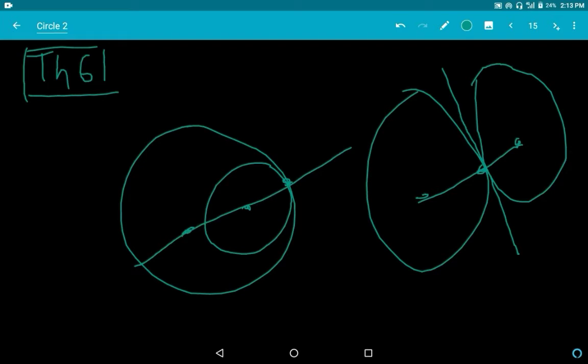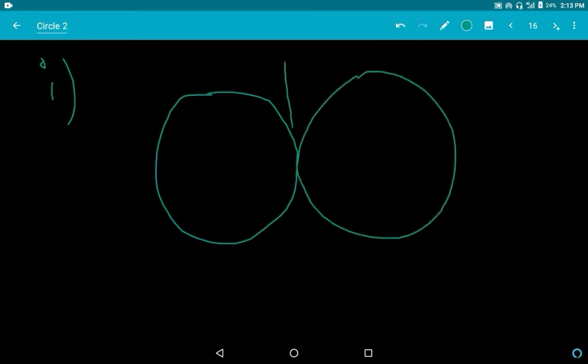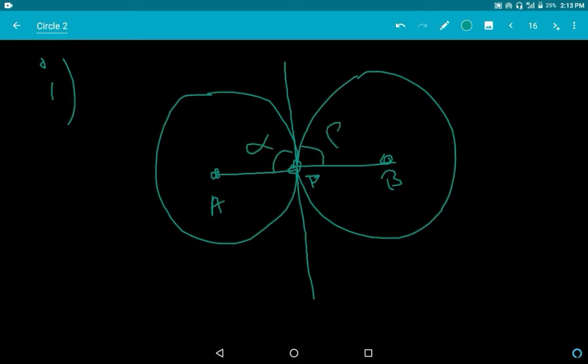So let's say this is case 1, this is case 2. Let's prove case 1 first. One second, let me redraw. This is the center. Let's say A, P, B. Now let's say I join this line, I join this line. Let this angle be alpha, let this angle be beta.